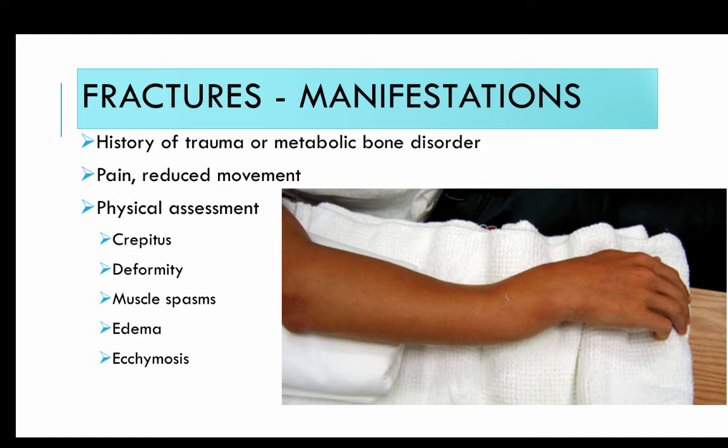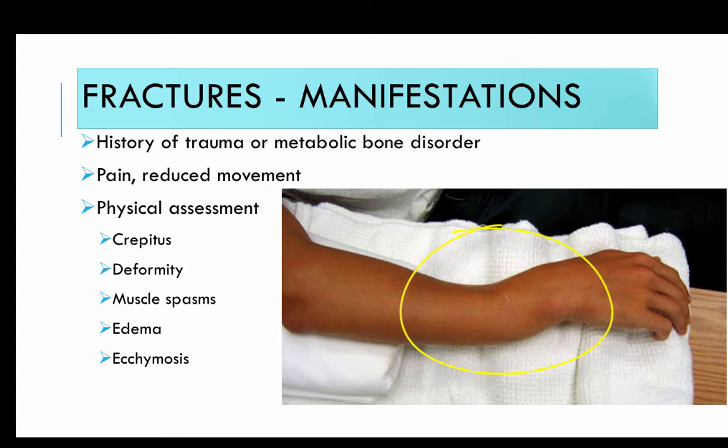On physical assessment, you'll hear crepitus, that's the bone ends rubbing together. Okay. Deformity, if you look at this hand right here, or this wrist, you can tell there's a deformity there. I mean, it's not supposed to look like that. That kind of looks like Harry Potter's hand in Chamber of Secrets. That's what Harry Potter's hand looked like after that guy tried to fix it.